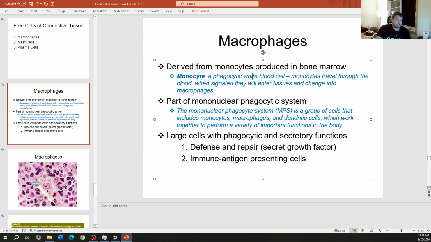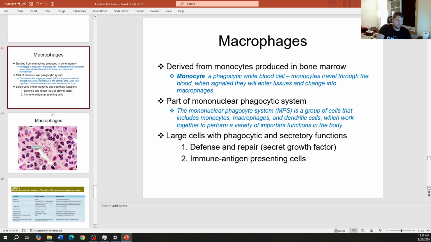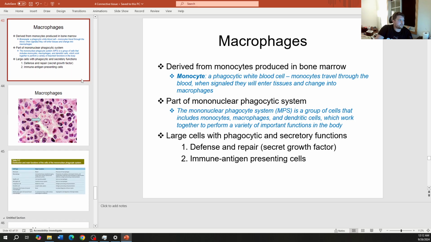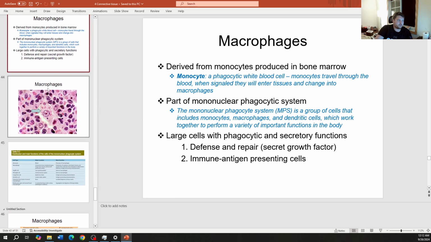So monocytes are created in the bone marrow. They travel through the blood, and when they finally enter into a tissue, they change into what is called a macrophage, and then they remain in that tissue until they are needed for their job. It's all part of a mononuclear phagocytic system. There are large cells with phagocytic and secretory functions as well. They're all about the immune cells.